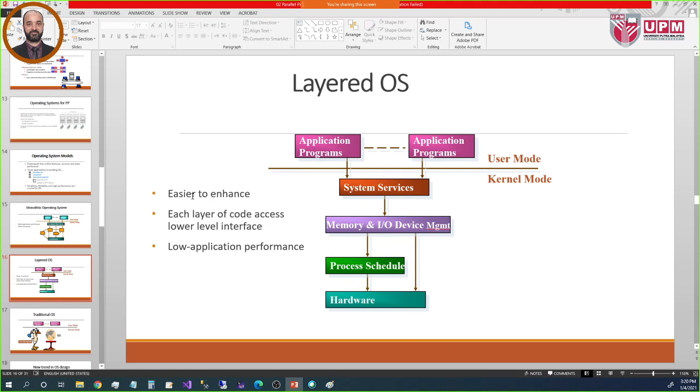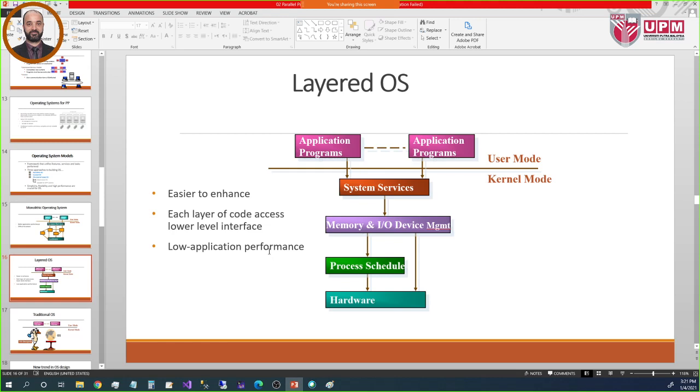Okay, this one is easier to enhance. So if, let's say, we have an issue in the system services, we can do some updates for the system services only. Maybe we need to upgrade or update some algorithm or whatever. Then extendability or enhancement is very easy. Okay, each layer of code accesses the lower level interface. So the communication between layers is very clear, and they have some kind of hierarchy here.